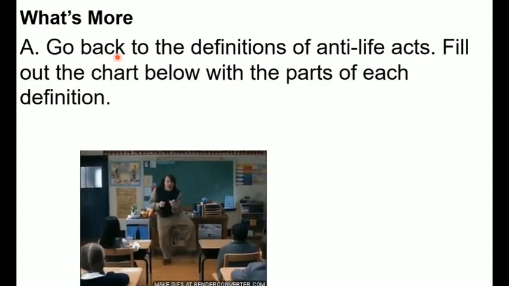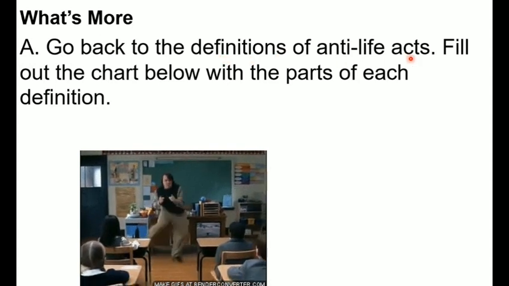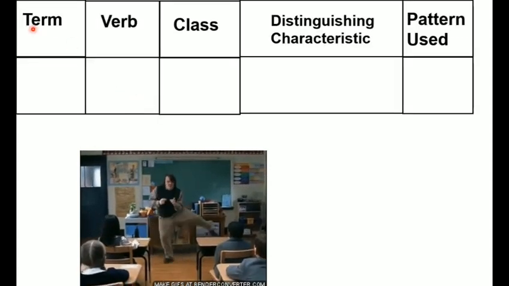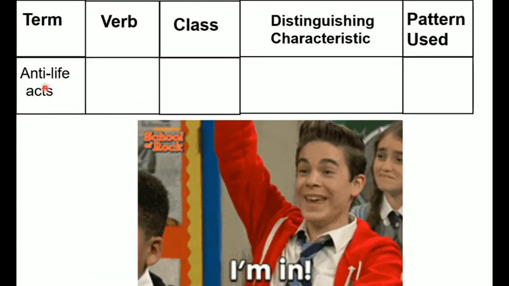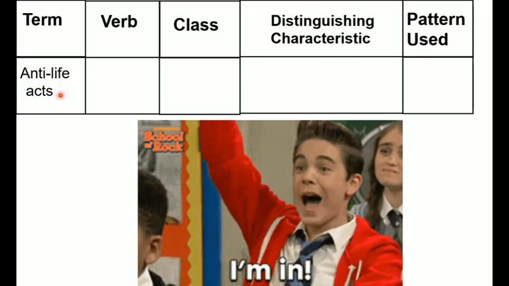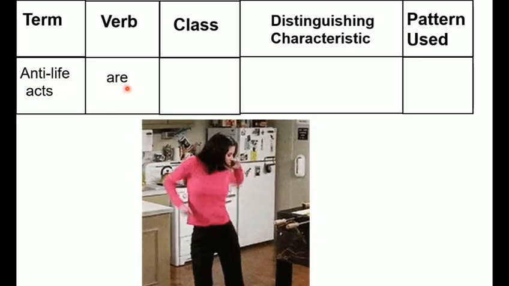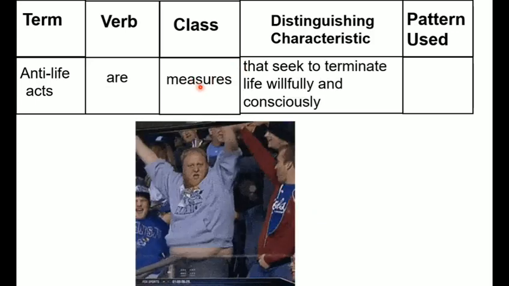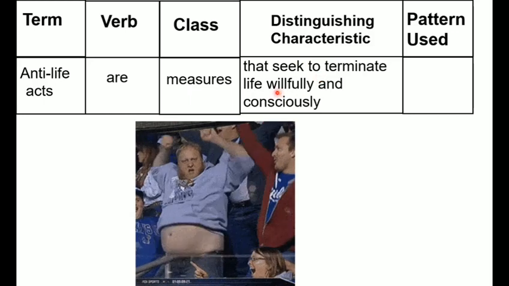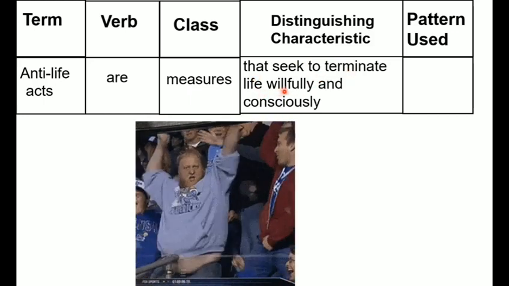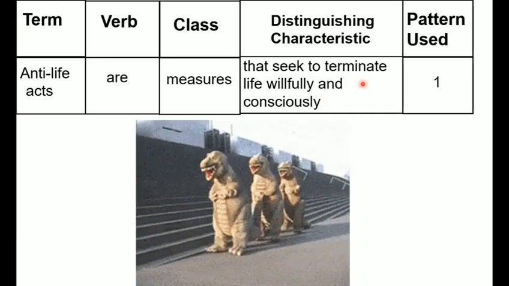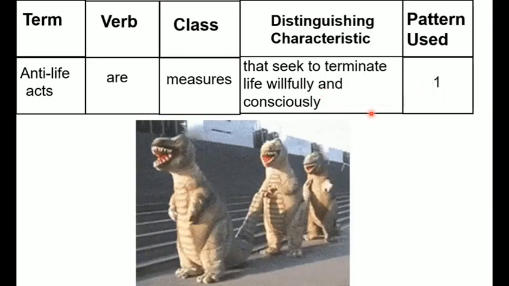Part A. Go back to the definitions of anti-life acts. Fill out the chart below with the parts of each definition. Okay. Under term, we have anti-life acts. For the verb, are. Class, measures, and distinguishing characteristic is that seek to terminate life willfully and consciously. And then the pattern used here is pattern 1.